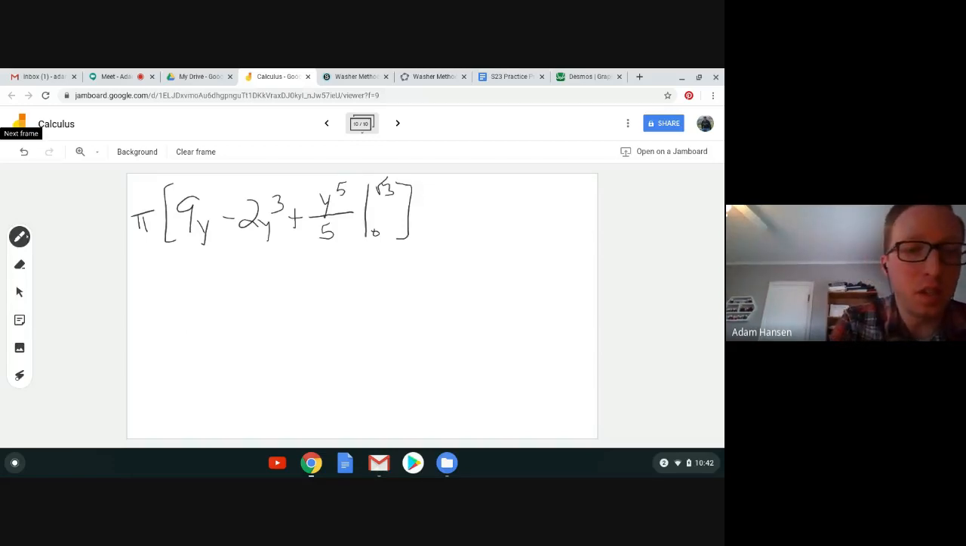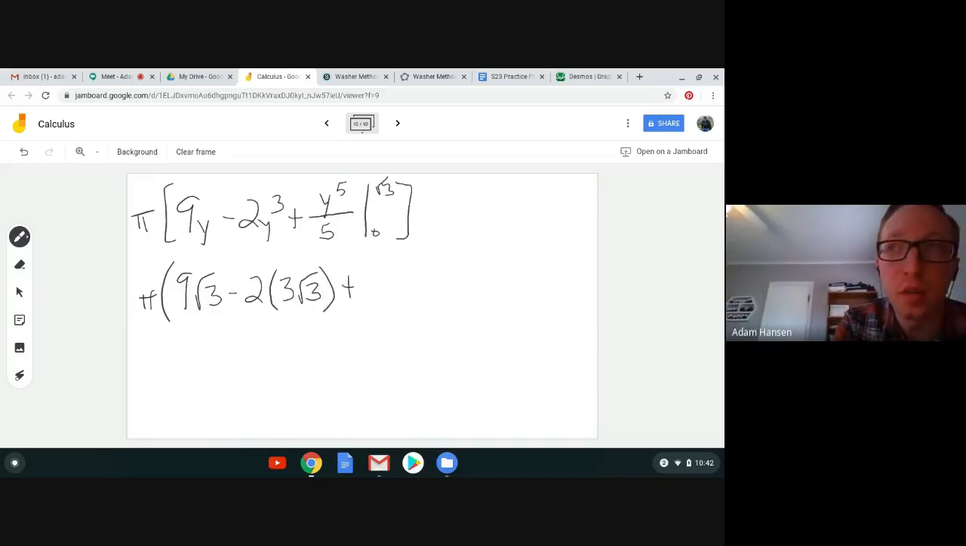So plugging in root 3, I don't need to worry about the 0, would give me pi times 9 radical 3 minus 2 times root 3 to the 3rd. That's root 3 times root 3 times root 3. So that's a 3 with an extra square root of 3. Plus, that's root 3 to the 5th. So that's 4 root 3's. 3 times 3, or 9 root 3 over 5.